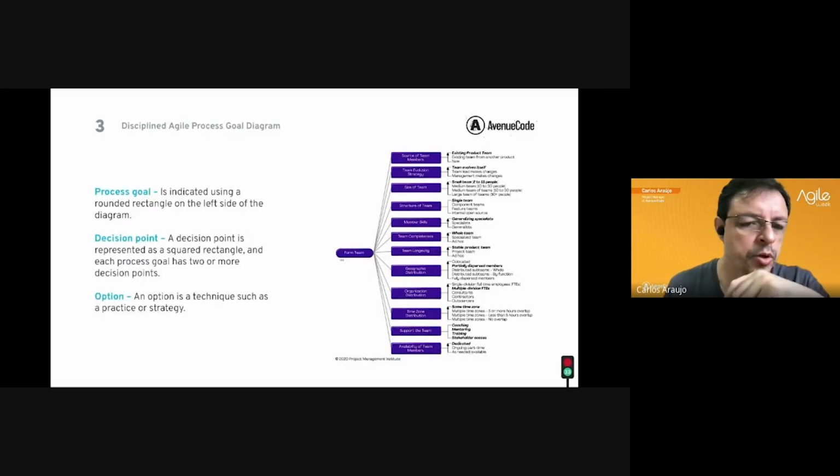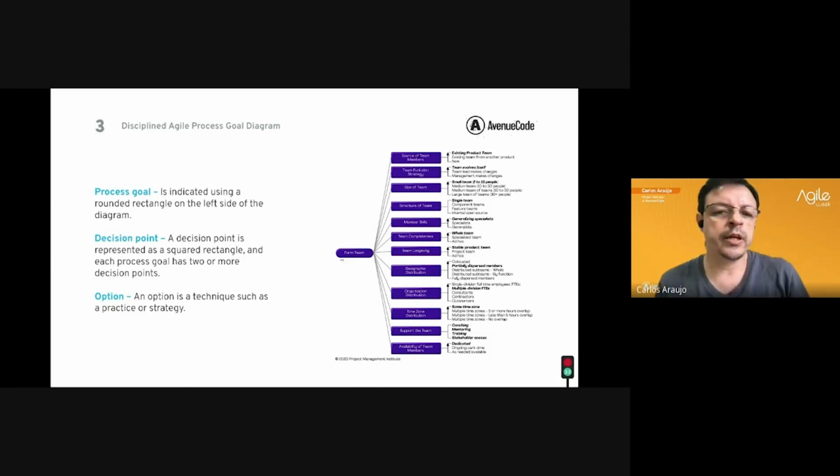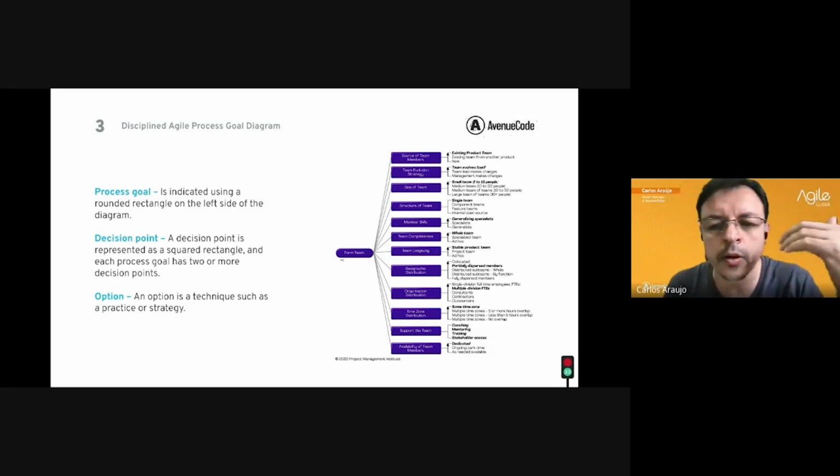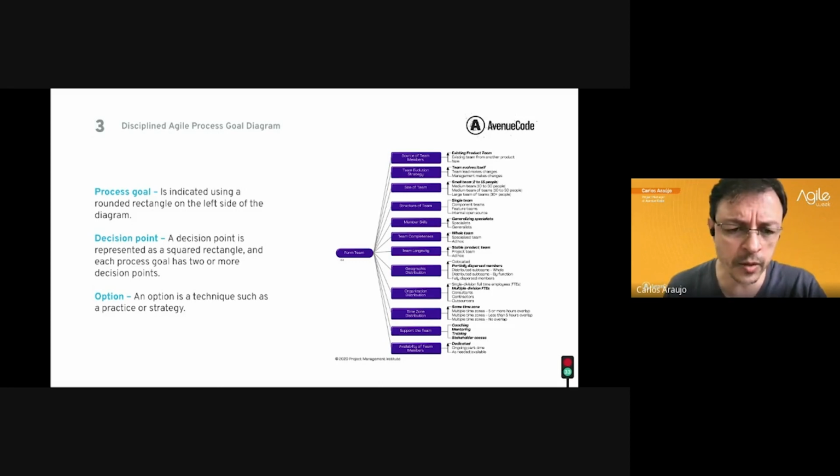What does that mean? The process goal is indicated using a rounded rectangle on the left side of the diagram. If we look at our diagram, this rounded part on the left is our process goal. So we want to form a team. What do we need to do? What do we need to know about forming a team? Then we come to decision points. The decision points are represented as a squared rectangle. This is the notation for how DA operates, and it gives you the options, the decision points you want to work with. At least we have 2 or more decision points.